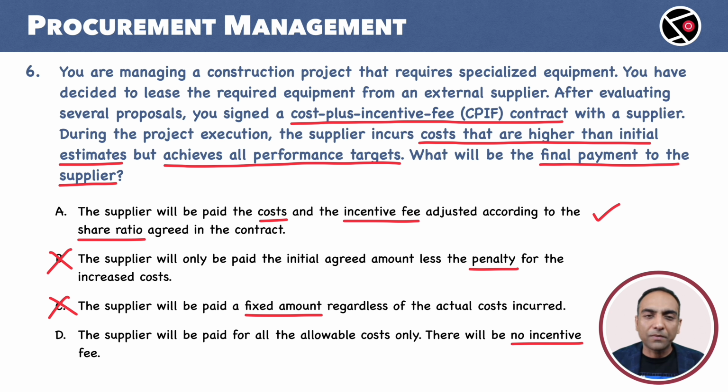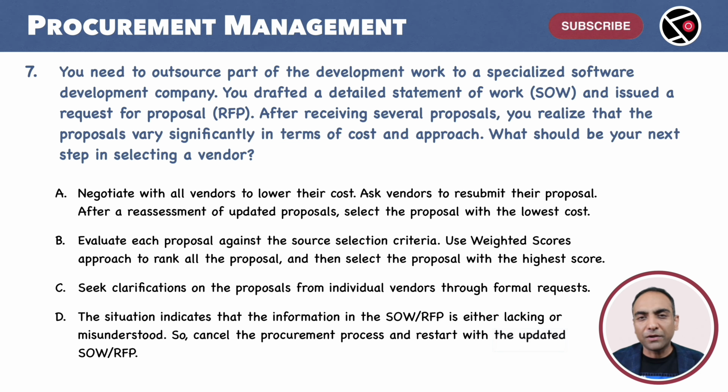You need to outsource part of the development work to a specialized software development company. You drafted a detailed statement of work, SOW, and issued a request for proposal, RFP. After receiving several proposals, you realize that the proposals vary significantly in terms of cost and approach. What should be your next step in selecting a vendor? We have the proposals, but there is a huge variation in cost and approach. What should be our next step?